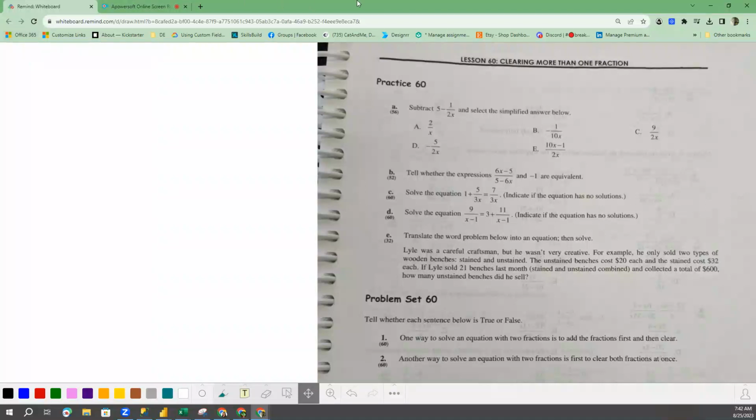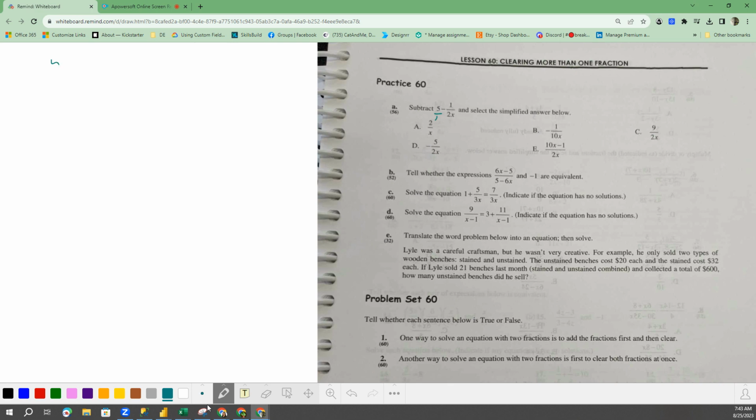So we are on lesson 60. All right, so for question A, this is a subtraction. You had two... it doesn't look like a fraction right away, but they are both fractions. So with the first one, the 5, you may want to write that as over 1.